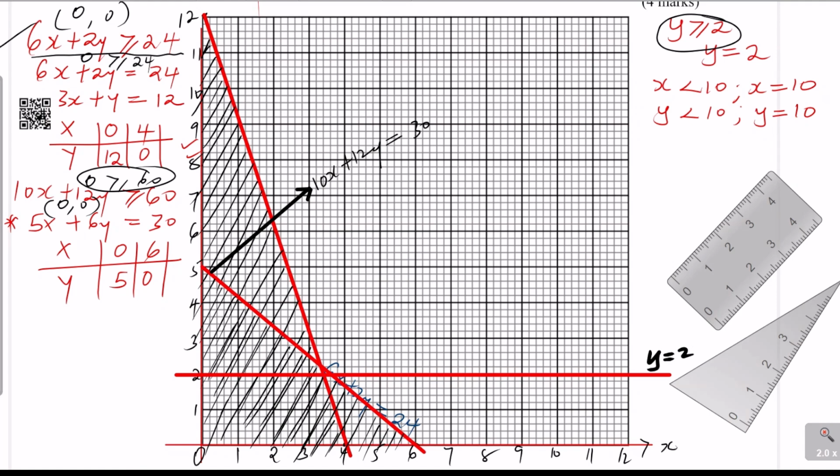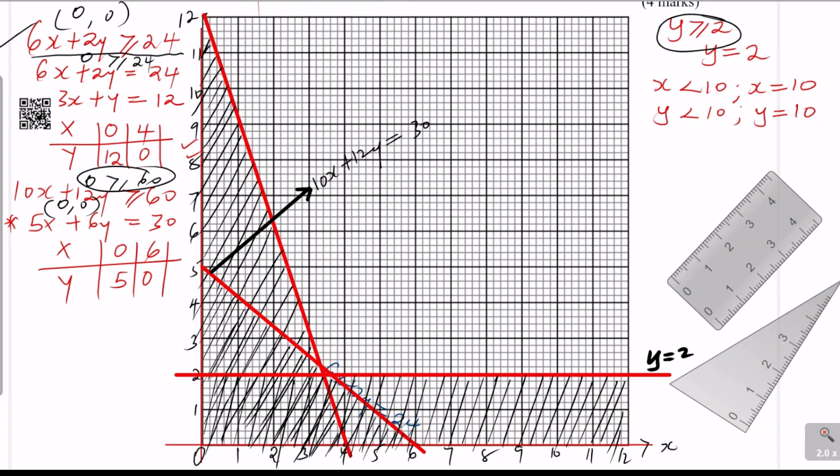Now y is greater than or equal to 2 means we require the values that are above that line. The values below that line are less than 2, so the lower side of that line will not satisfy the inequality, and we shade the lower part. We need the upper side of that line, so the lower is the unwanted side. Then the other line is x is less than 10.